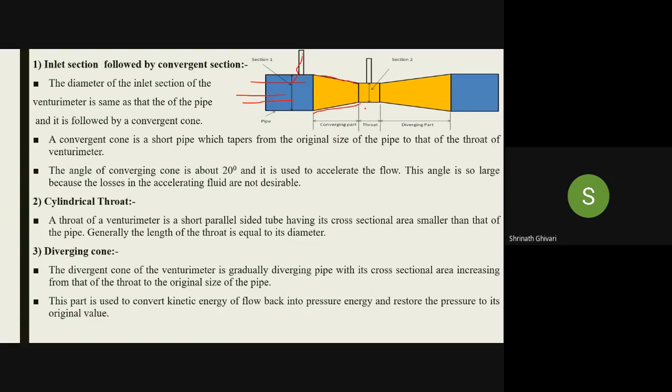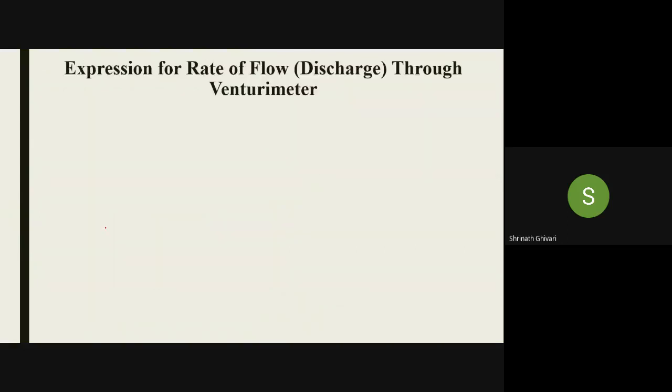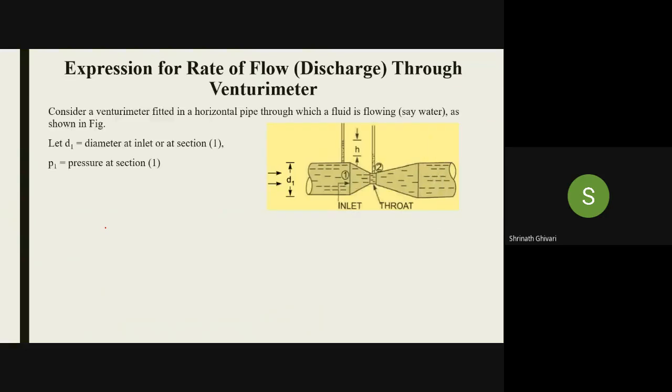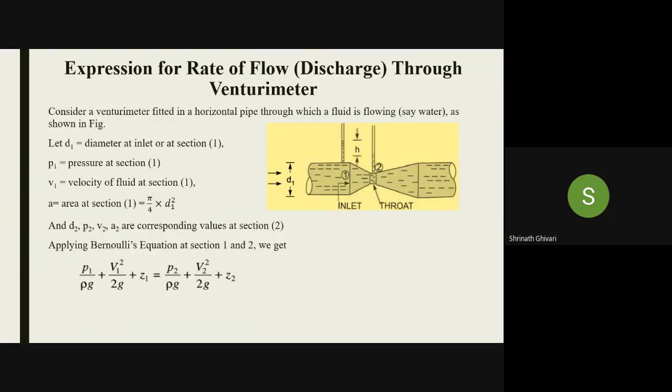After this converging part, there will be a throat section. The fluid has to flow through this, so it will be at lower pressure. So it will rise like this, to a point. The difference between these two points is H. That is what we are going to determine in the Venturimeter. Using that, we are going to determine the discharge which is flowing through the pipe. There is one more confusion while solving the problem. We'll discuss that. So this is the derivation which we have done yesterday.